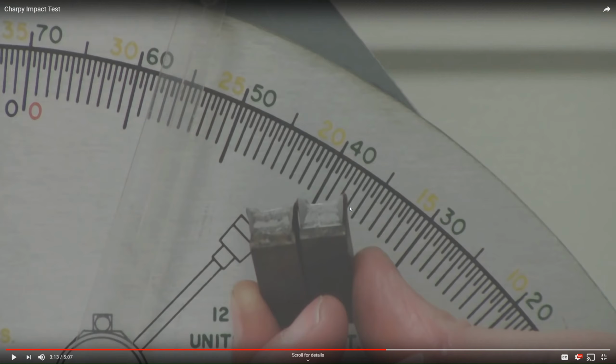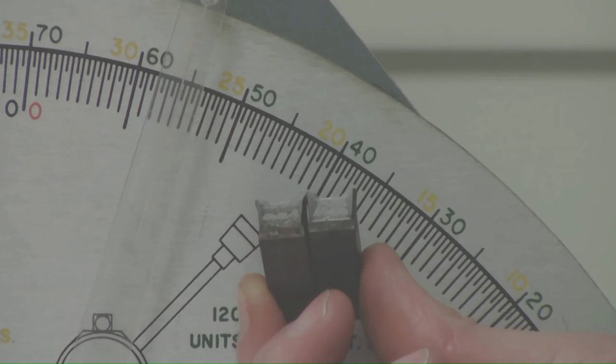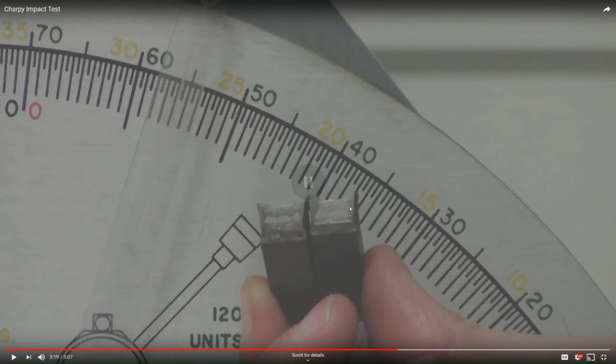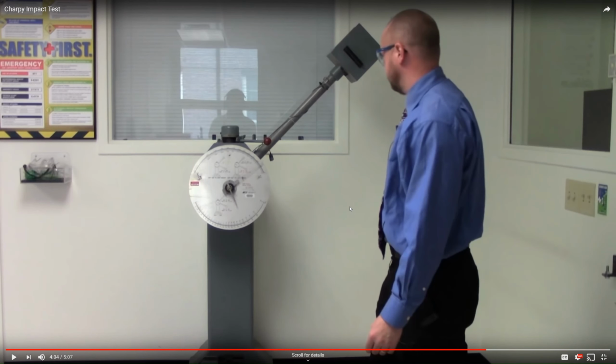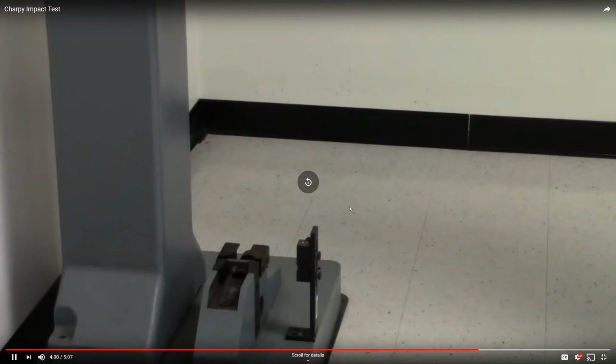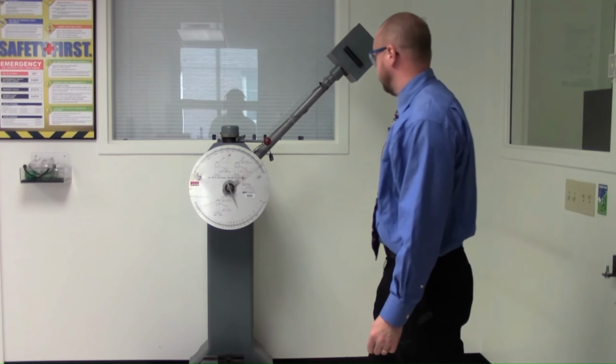Okay, so I'm going to fast forward this to the other one. And we see that it absorbed around 28 foot-pounds of energy. Okay, so this one also absorbed 28 foot-pounds of energy. Okay, so now let's go to the next one. So this is our brittle form of the metal.